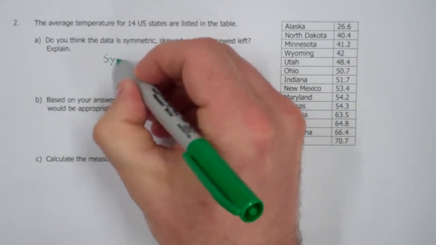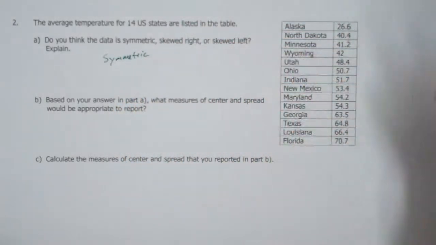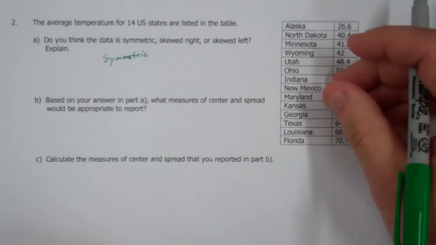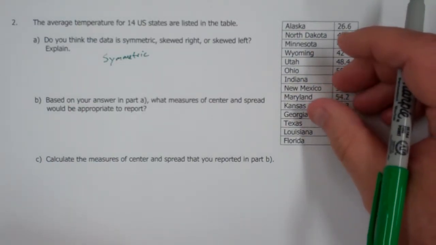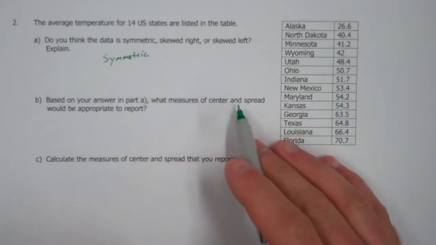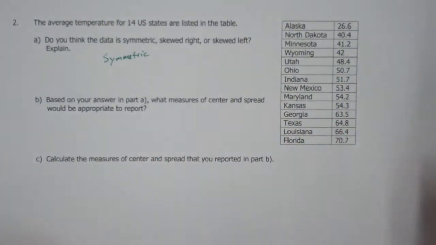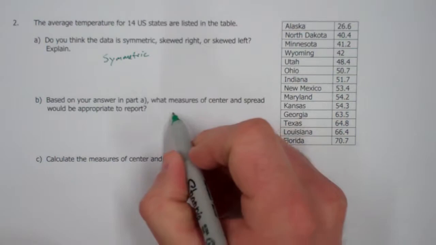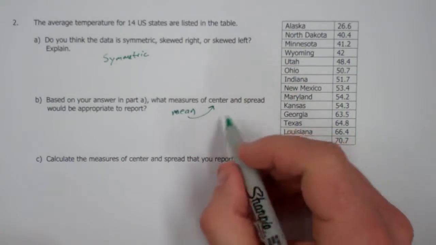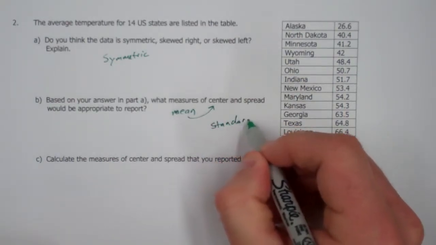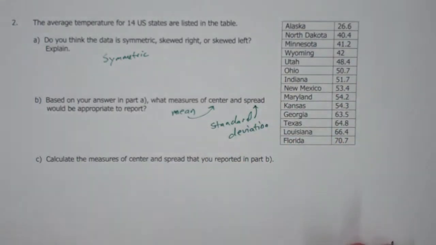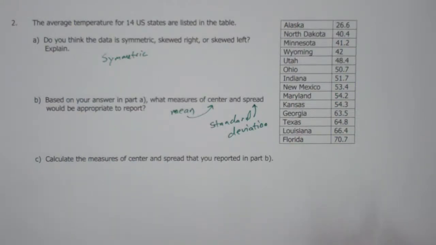And to explain, you can simply write down the histogram looks symmetric, or there's an equal amount of data on the left and the right, and there's no tail on this data, looking at either the box plot or a histogram. Based on your answer to part A, what measures of center and spread would be appropriate to report? So the measure of the center for symmetric data, we're going to report as the mean. The spread is going to be standard deviation for this one. I know we haven't worked with that a lot. We will in the future, but just know that your calculator can get to that value pretty easily.